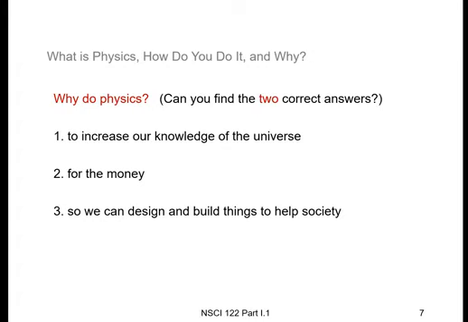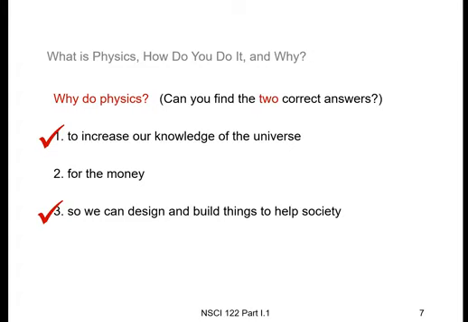So why do we do physics? Why do we do science? Again, I sometimes use those two terms interchangeably. Well, I put down 3 answers here, and I claim 2 of them are correct. And I'm being a little funny here. Well, I guess maybe you don't think it's funny, but I say there are 2 correct answers. And the 2 correct answers are number 1 and number 3.